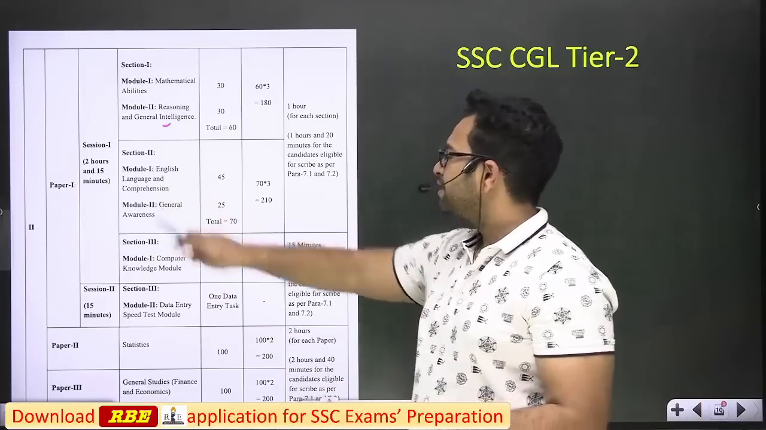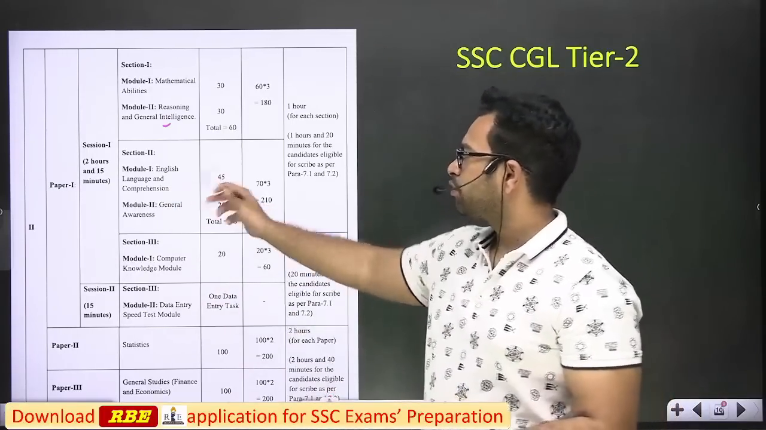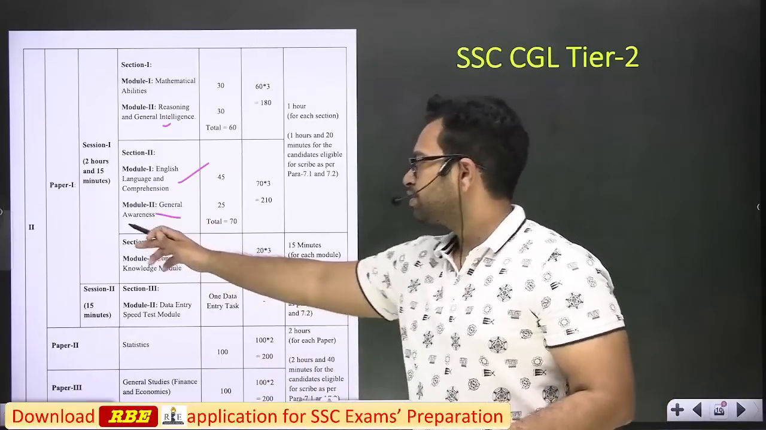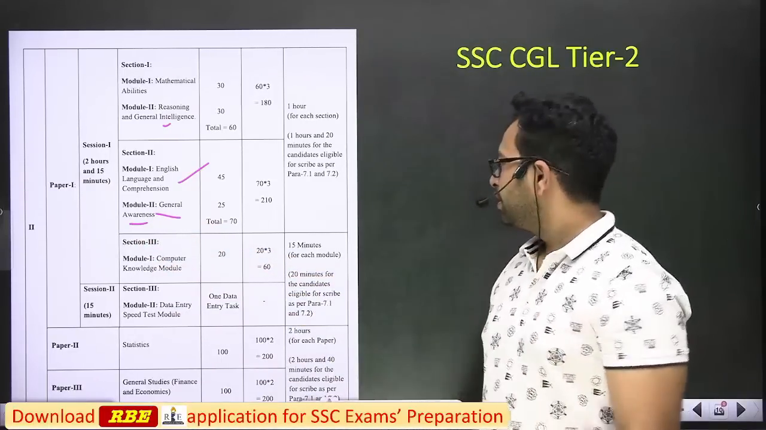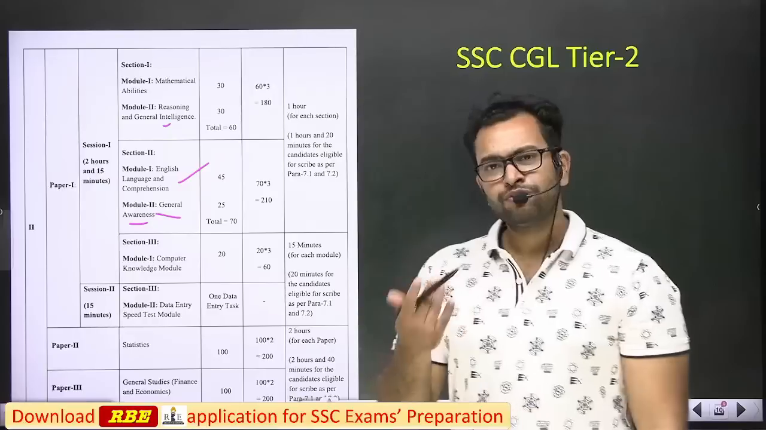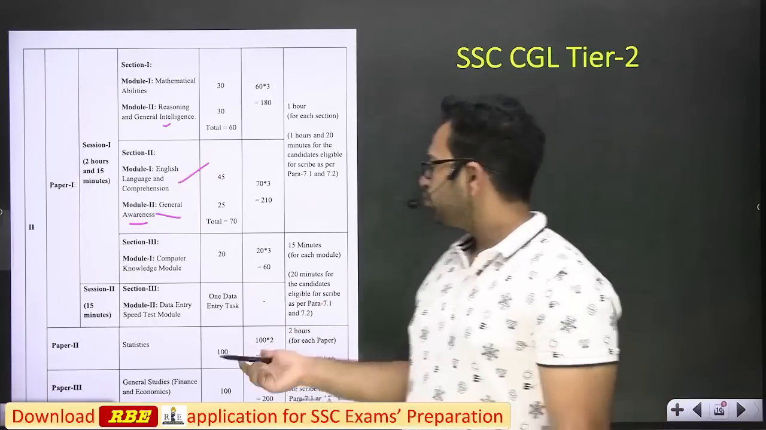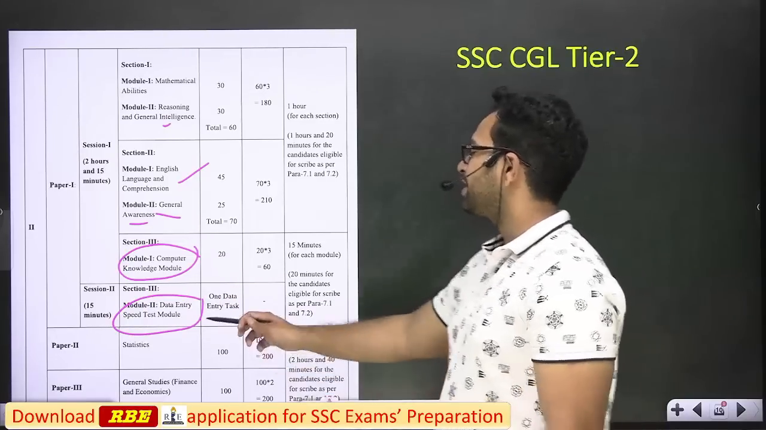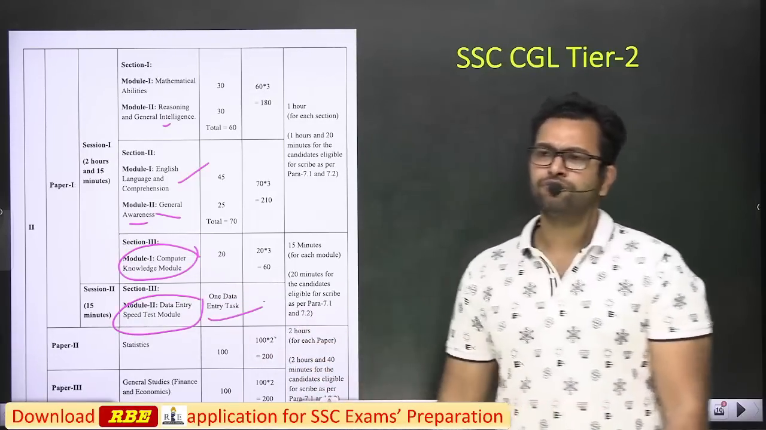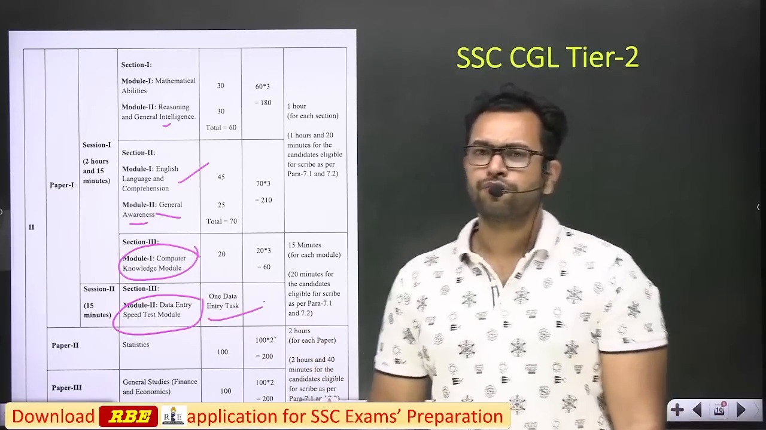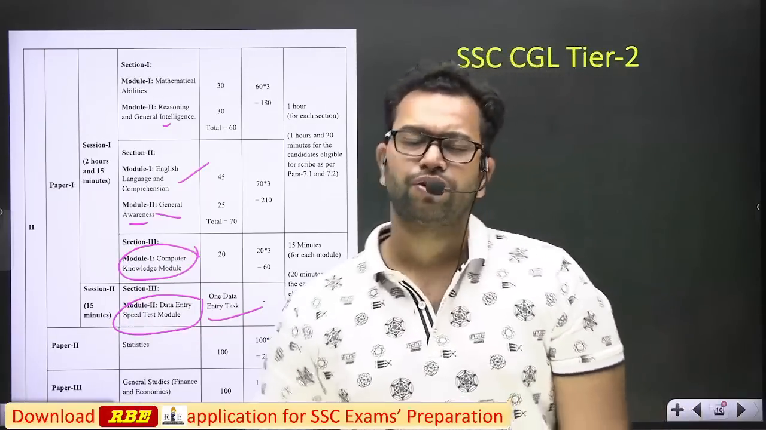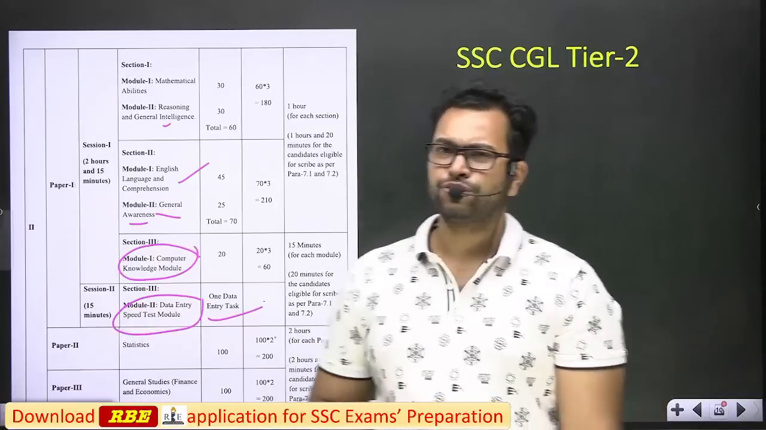In the English language and comprehension, you will get a comprehension part added, and in the general awareness section, almost the syllabus is the same, right? So in tier 2, you just have to learn two more sections, that is computer knowledge and data entry speed module, that is the typing test. Typing test, if you want to start preparing from now on, you can do it. Give 30 minutes daily for 3 to 4 months. Okay, you won't be facing any issues in the examination.